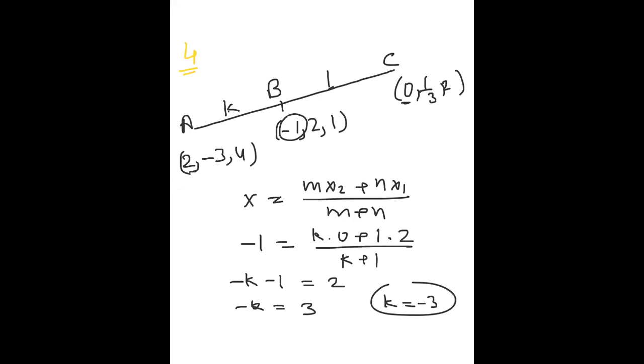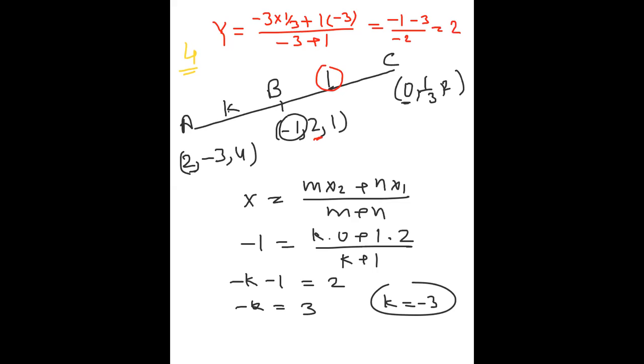Now for the y coordinate, at that time we must get the same ratio. So that part I'm doing over here. y is equal to my2, m means k is minus 3, y2 is 1 by 3, n is 1, y1 is minus 3, upon m plus n means minus 3 plus 1. So this will become minus 1 minus 3 upon minus 2. That will become minus 4 upon minus 2, or it could be said as 2. This is coming the same as 2.